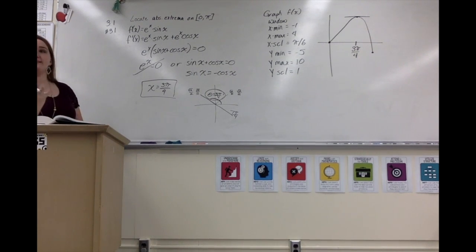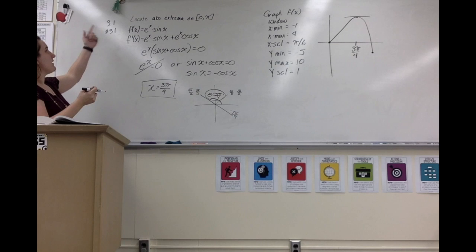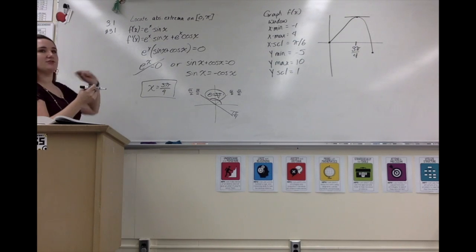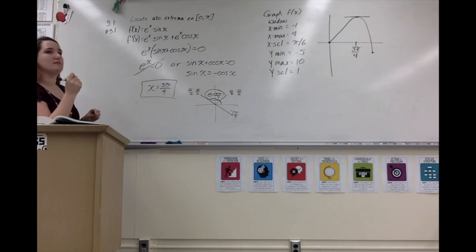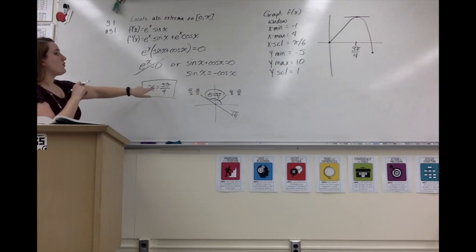We always do test the endpoints if it says what are the minima and what are the maxima. And does it say that? No. Locate the absolute extrema. Extrema are mins and maxes. We want to know what is the absolute min and absolute max. So we do actually have to test. Okay, we want to know what are the y values. So this is the only critical number.